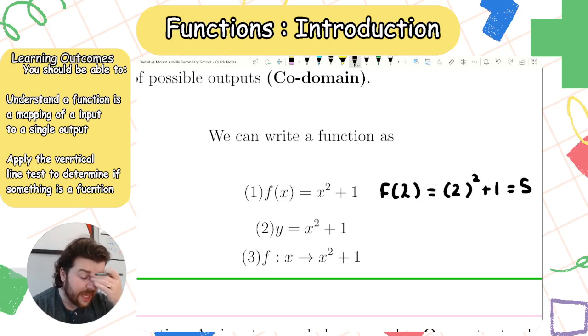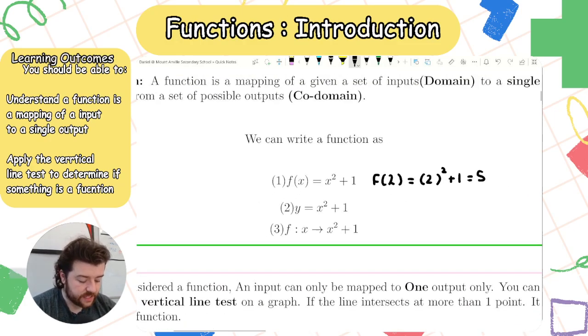So here is how we can write functions. A function can be written as f of x equals x squared plus 1. We could also write it as y equals. f of x and y are going to mean the same thing; they're both my outputs. Or, more uncommon in junior cert but very common in leaving cert, there's a function f such that x maps to x squared plus 1. So there are three ways a function can be written out.